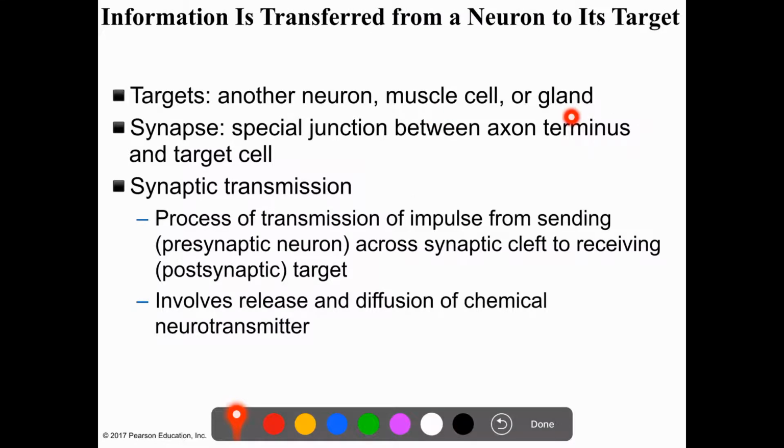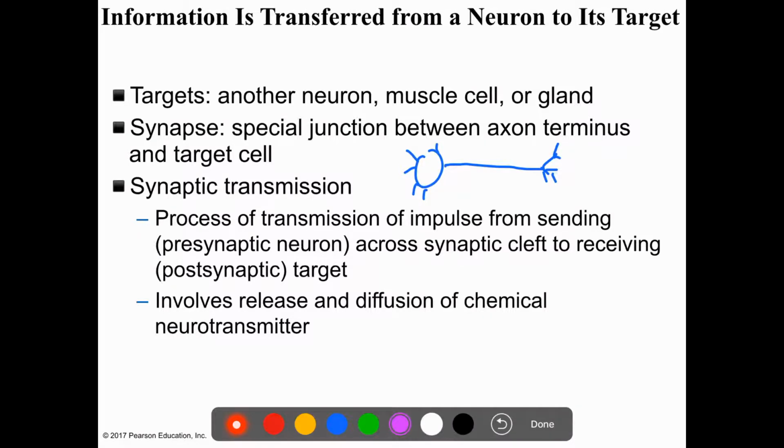They communicate with these targets through something called synapse. And synapse is a special junction between axon terminus and the target cell. If you remember the structure of the neuron, we said we have the cell body, the dendrite, then we have the axon and axon terminals, right?